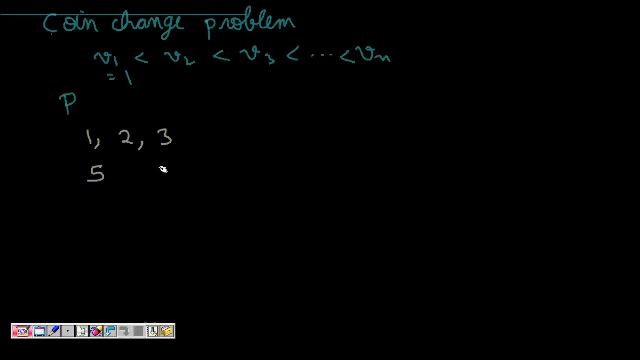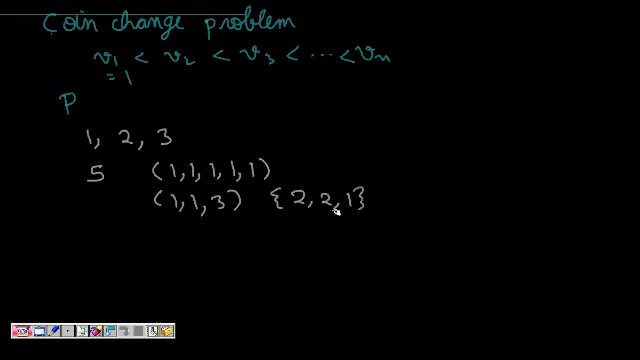So I can have 1, 1, 1, 1, 1. This is one possible way of making change for 5. Another one is 1, 1, 3. Then we can have 2, 2, 1. Another possibility is 3, 2. So we see that the minimum number of coins is made using 3, 2. So I need 2 coins. So this is the problem here.